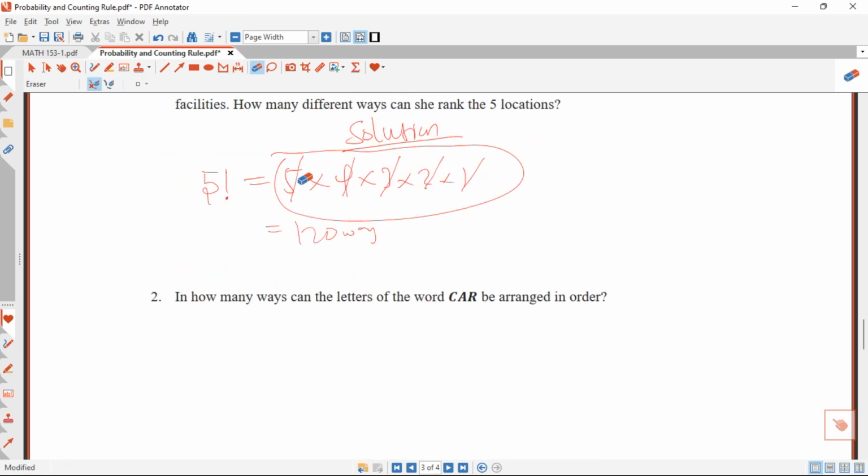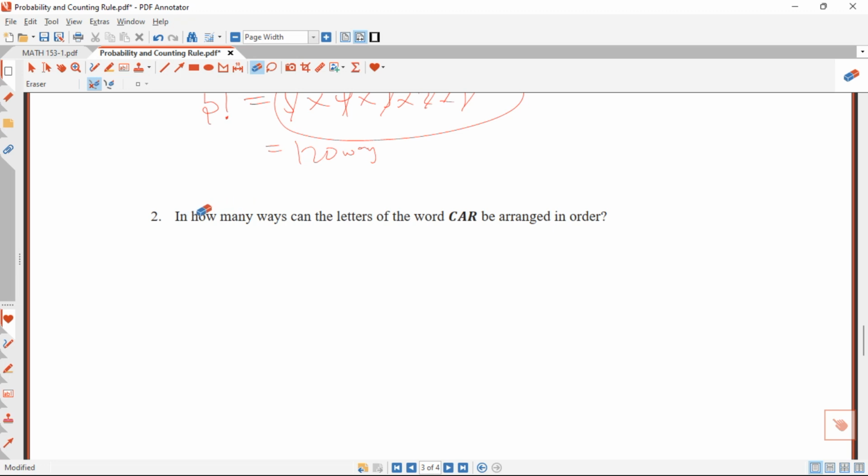So let's continue. Our second question says, in how many ways can the letters of the word car be arranged in order? Since the word car is going to be arranged in order, we have 3 letters in car. So, solution: 3 letters means we are going to have 3 factorial, which gives us 3 by 2 by 1, and then we have 6 ways.